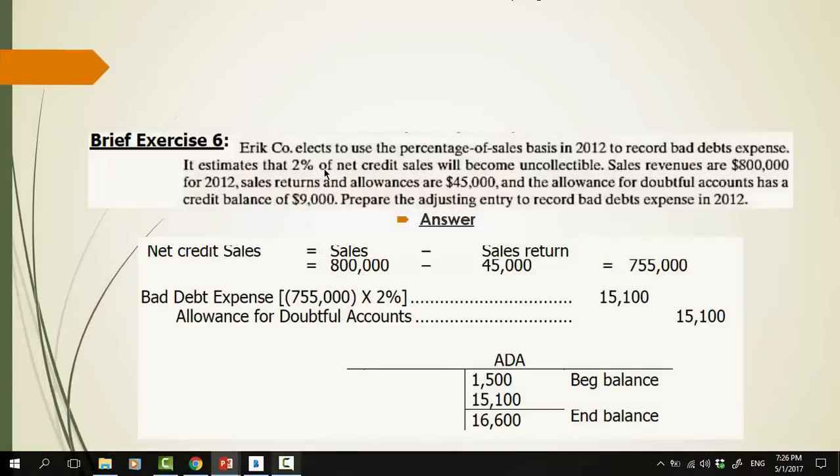A company elects to use the percentage of sales to record the bad debt expense. It estimates 2% of the net credit sales. Sales revenue 800, sales return 45, then the net credit sales will be 755. I'm expecting not to collect 2% from the 755. Then bad debt expense and ADA will be 15,100, 15,100.